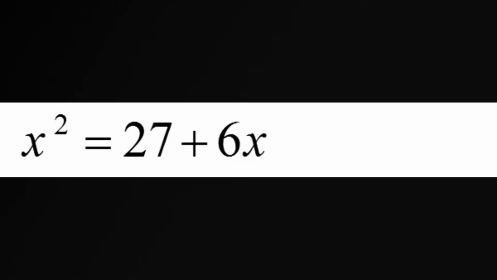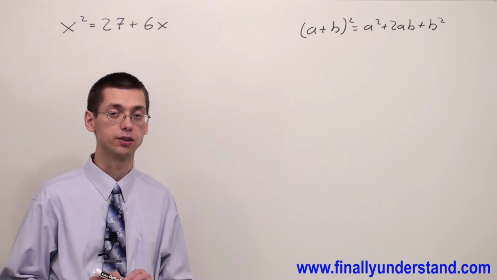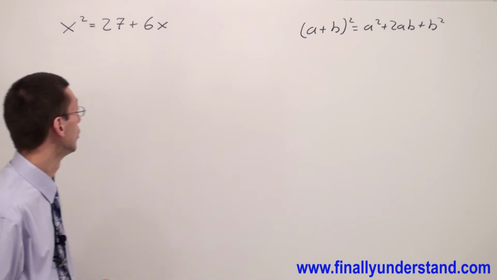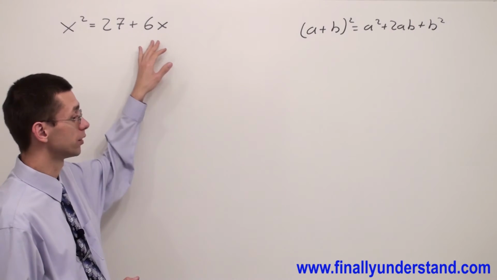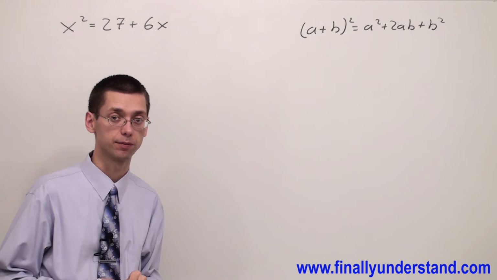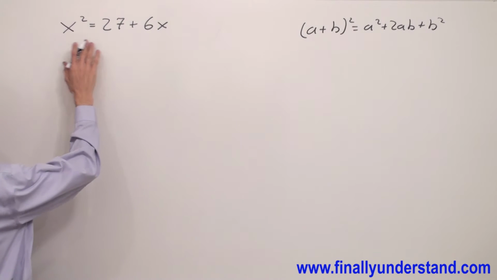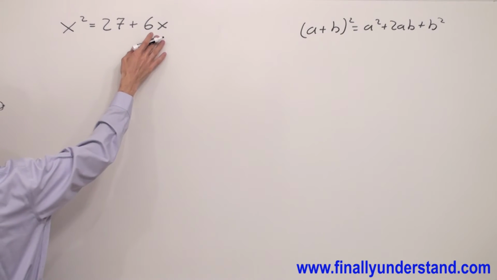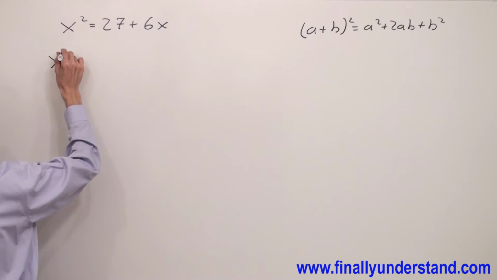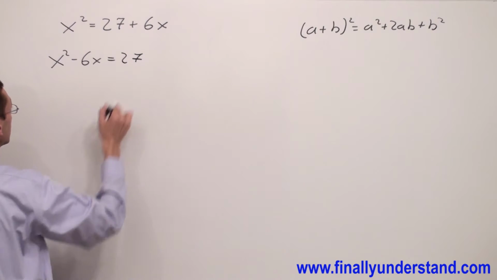Let's take a look at this example. I want you to remember that anytime we use the completing the square method, you're supposed to make sure that the second degree term and the first degree term are on the same side. We're going to most of the time move them to the left side, and the constant to the right side. So let's move 6x to the left side. We have x squared minus 6x is equal to 27.